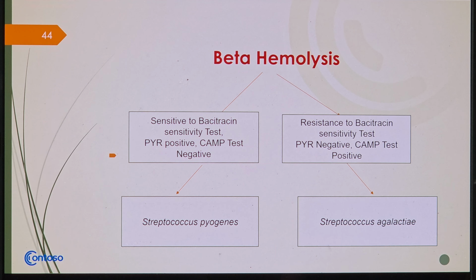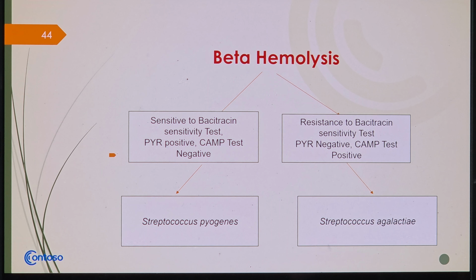The beta hemolysis is mainly seen in Streptococcus pyogenes and Streptococcus agalactiae. Streptococcus pyogenes is sensitive to the bacitracin sensitivity test, PYR positive, CAMP test negative. But Streptococcus agalactiae is resistant to the bacitracin sensitivity test, PYR negative, CAMP test positive.